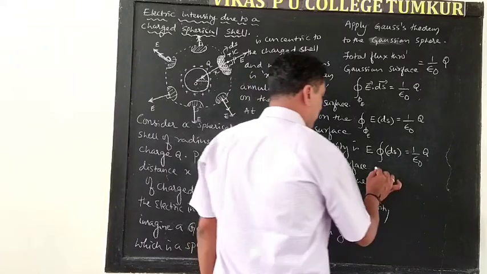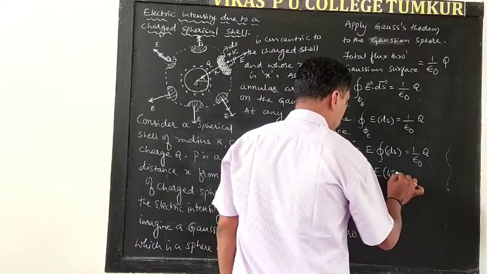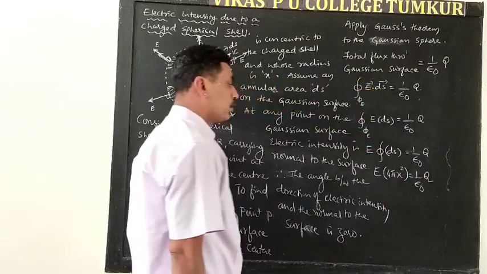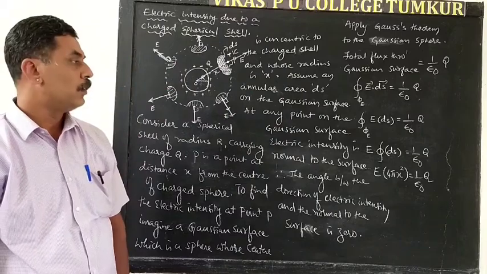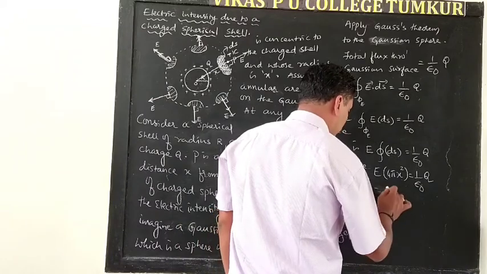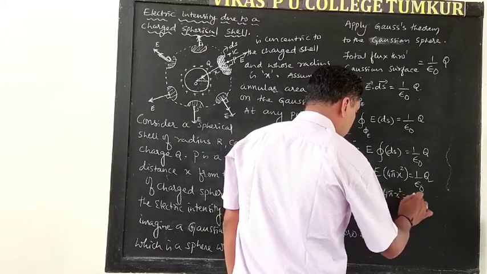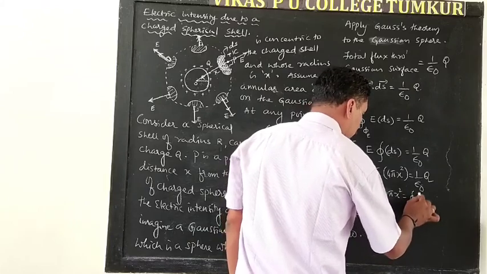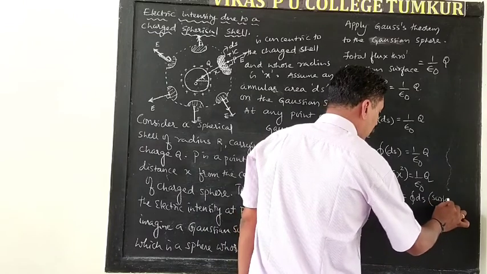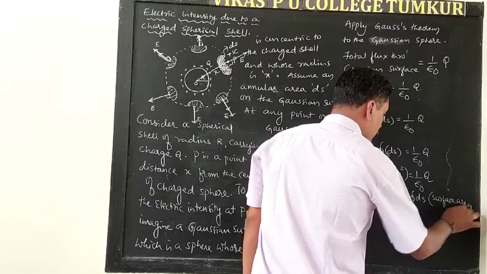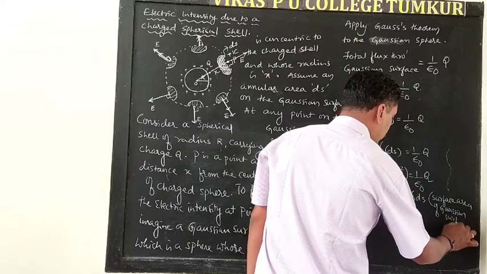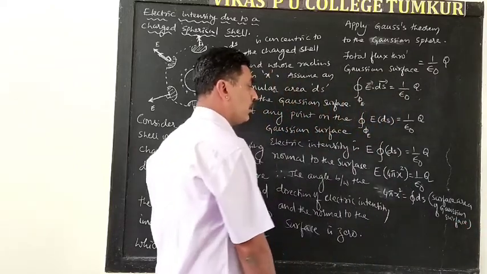Total surface area of the sphere, now we know the formula, 4 pi r square. But here I have taken the radius as x, so 4 pi x square. So what has been substituted as 4 pi x square? 4 pi x square is the integral of ds, which is the surface area of the Gaussian surface, like that.